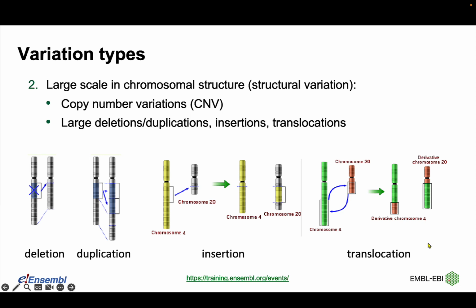Variations can also come in large scale, for example, in the chromosomal structure. So these are also called structural variations, and the types of structural variation are copy number variants, or CNVs. So this is when you have a genomic sequence with a lot of repetitive regions. We have large deletions, duplications, insertions, and translocations.